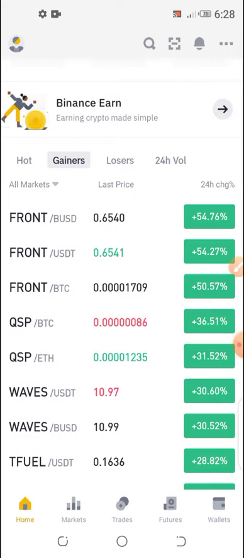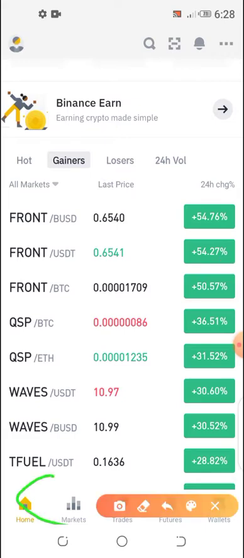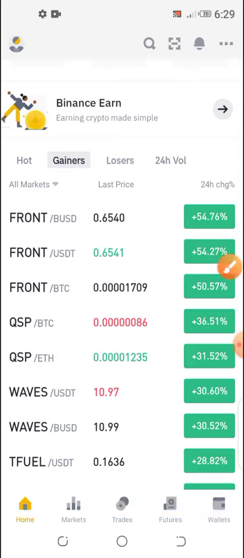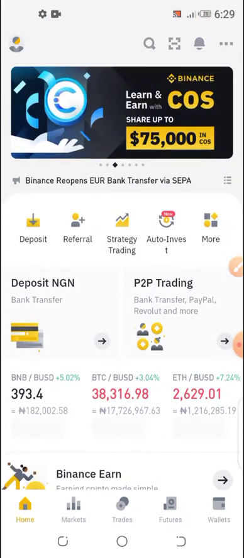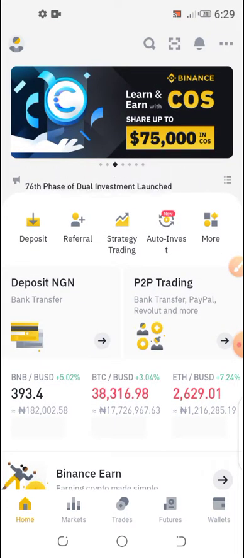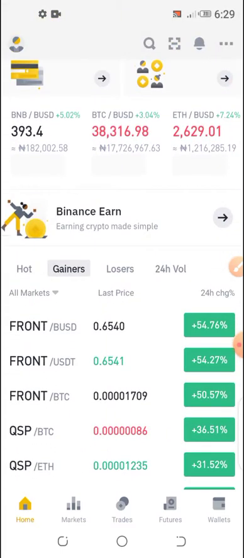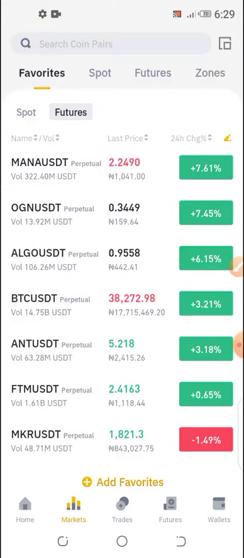Now, when you come down here, where you see home, markets, trades, futures, and wallets. Right now, we're on the home. Everything we are seeing here is the home page for the Binance app. If we go to markets, here you will see the different markets, because the cryptocurrencies fall under different markets.